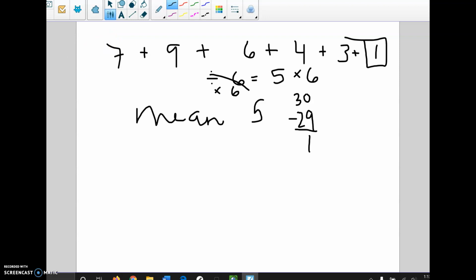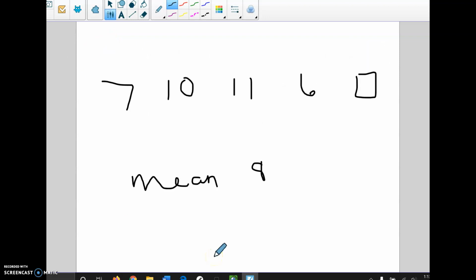Okay, you guys try this one. Pause the video, and I'll show the answer soon. Your numbers are 7, 10, 11, 6, and a mystery number. And the mean is 8. Find that mystery number.